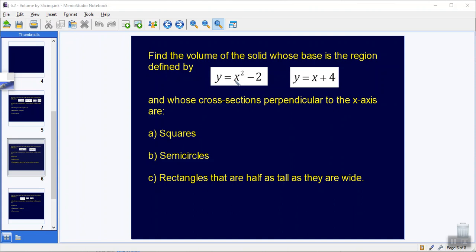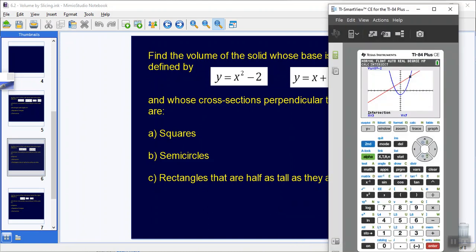So the one we start with today is we're going to draw a base region where the region is the graph of x squared minus 2 and x plus 4. Now, I think what would be best for you guys to do is just grab your graphing calculator, and we're going to graph those equations. I've got mine right here, and I've already plotted the parabola x squared minus 2, and I've plotted x plus 4, the red line. And so the region between the curves is going to be the base of our solid.